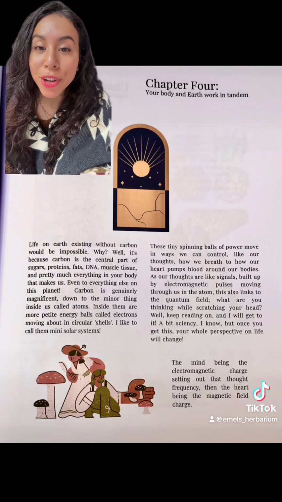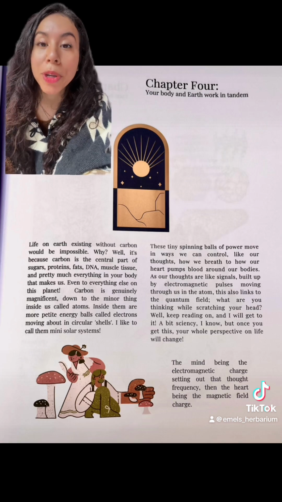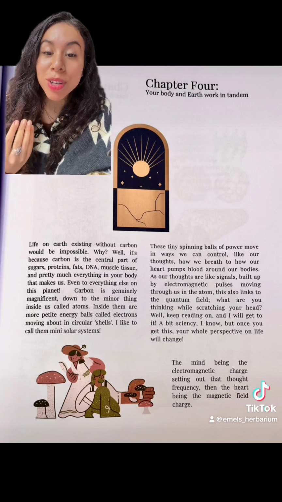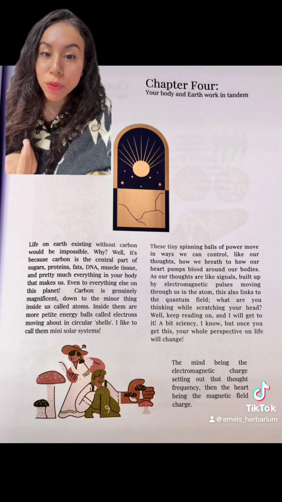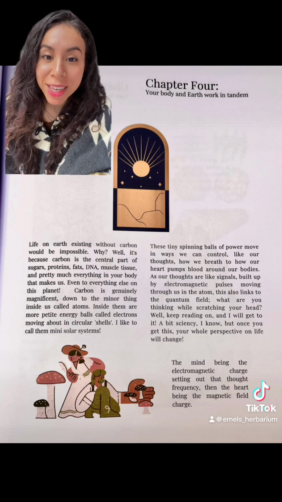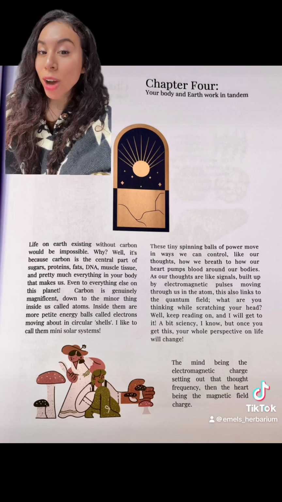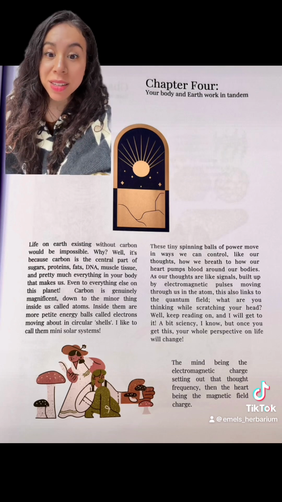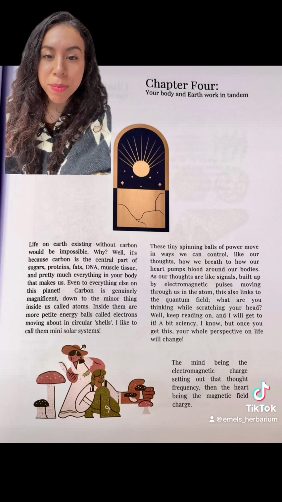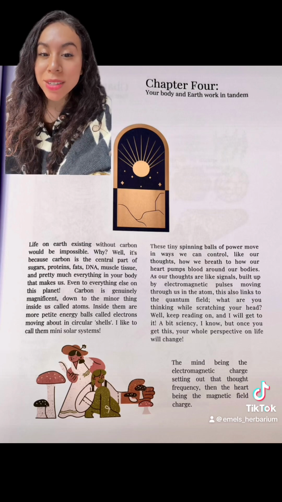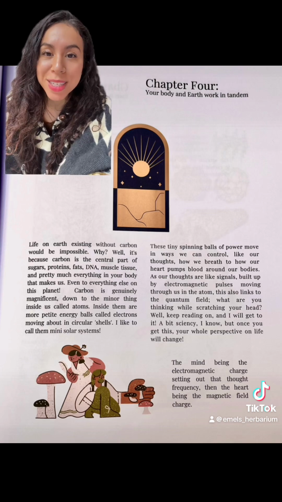So life on Earth existing without carbon would be impossible. Why? Well, it's basically because carbon is the central part of sugars, proteins, fats, DNA, muscle tissue, and pretty much everything in your body that makes us, even to everything else on this planet. Carbon is genuinely magnificent, down to the minor thing inside us called atoms. Inside them are more petite energy balls called electrons moving about in circular shells. I like to call them mini solar systems.